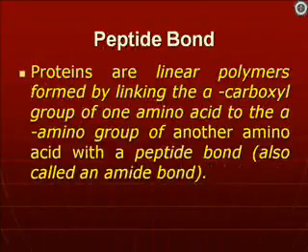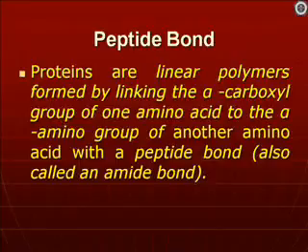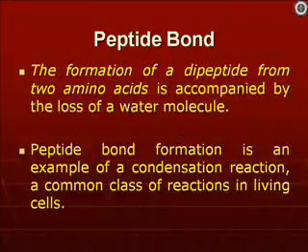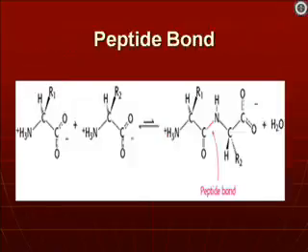Now about the peptide bond. Proteins are linear polymers formed by linking the alpha carboxyl group of one amino acid to the alpha amino group of another amino acid with a peptide bond. It is also called an amide bond. The formation of a dipeptide from two amino acids is accompanied by the loss of a water molecule. Peptide bond formation is therefore an example of a condensation reaction, which is a common class of reaction in living systems. As you can see, with the condensation of two amino acids, there is loss of a water molecule. And in the next slide we can also see, with the red dot, the formation of the peptide bond.